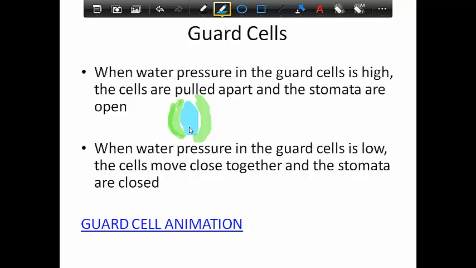When the water pressure in the guard cells is low, so they're kind of like deflated balloons here, they close. So here's our deflated guard cells. And there's no opening. The stomata are closed, and so the gases can't move in and out. The water can't move in and out. Hopefully that makes sense.